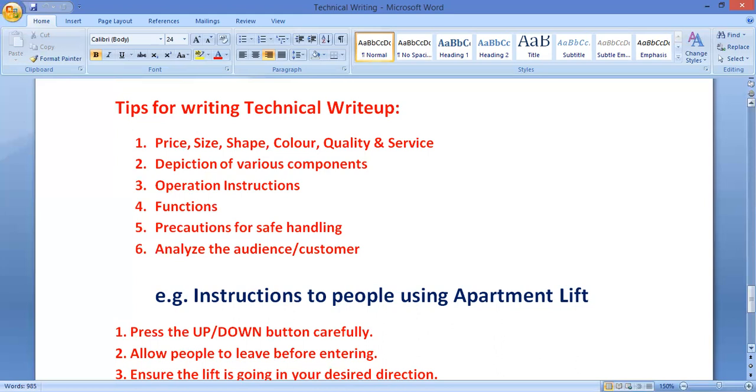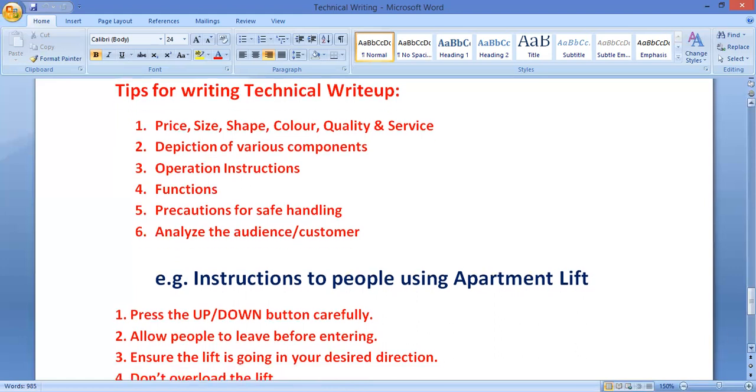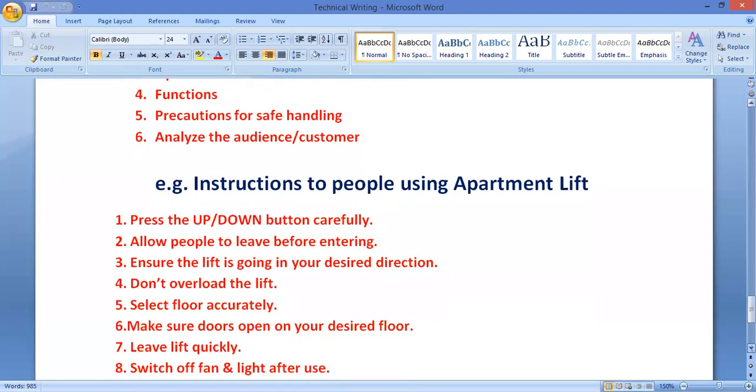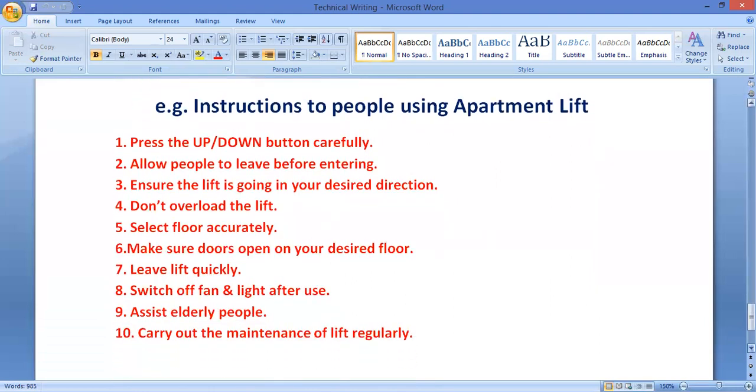See, technical writing means not only describing objects. Sometimes we also need to give instructions to people. So what are those instructions? We'll see one example: instructions to people using an apartment lift. Most of the time there are a few instructions written on the apartment lift, the society lift. So in this example, a few steps are given on how to use the lift.